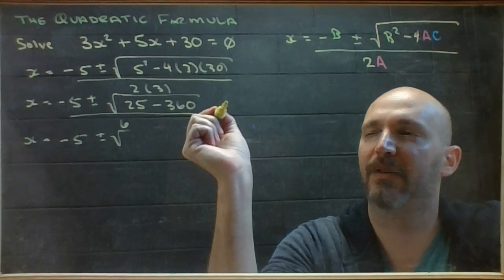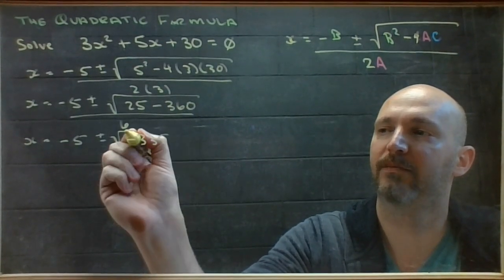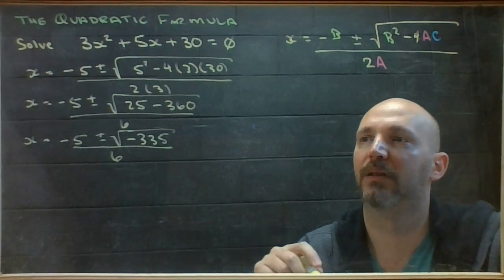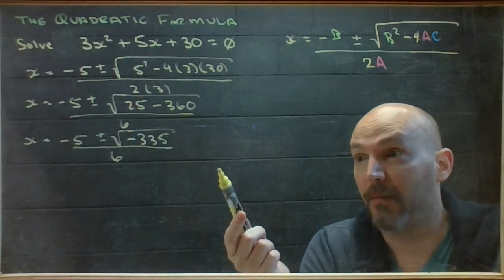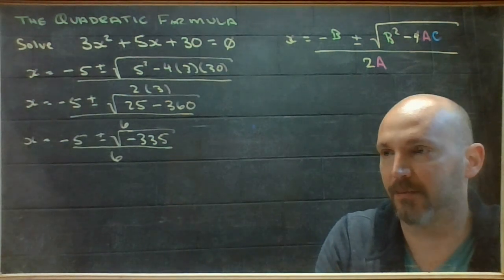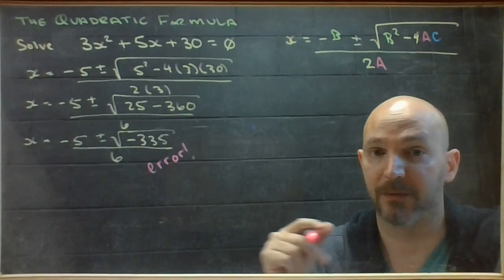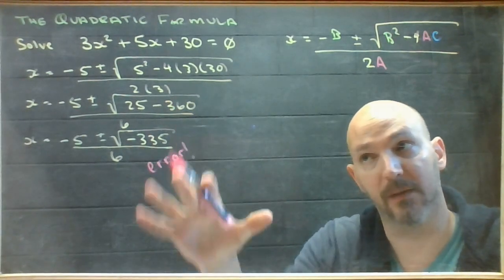25 subtract 360 would be negative 335. And we've reached a tiny problem. You cannot square root a negative number. This ends up generating an error. It's not possible. So in question 1, did I do something wrong?